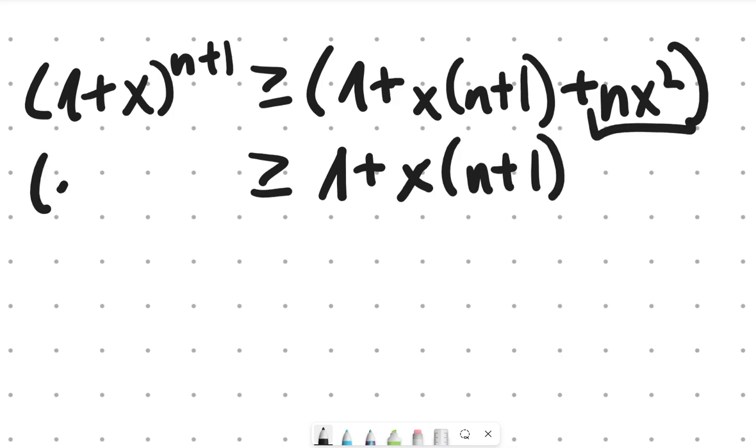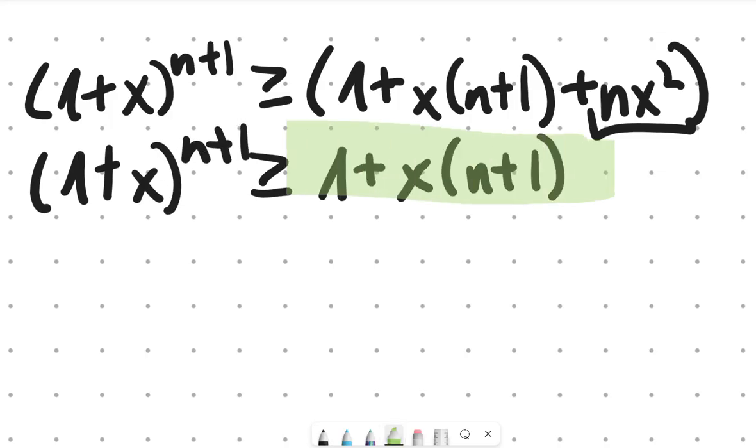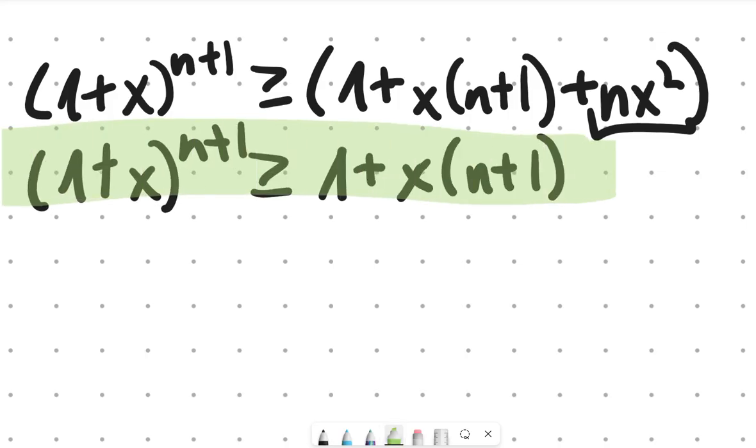So now we have proven that (1 + x)^(n+1) is actually bigger or equal to 1 + x times (n + 1). This is actually what we wanted to prove.